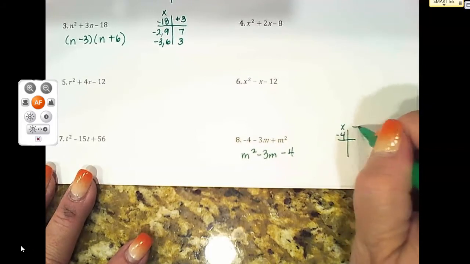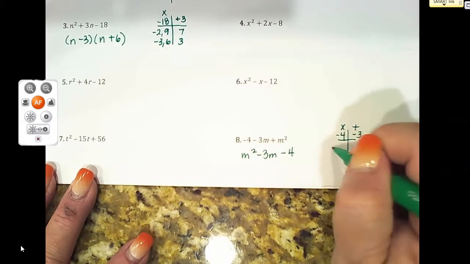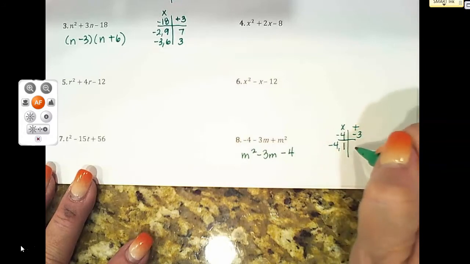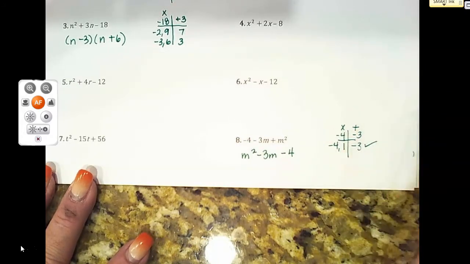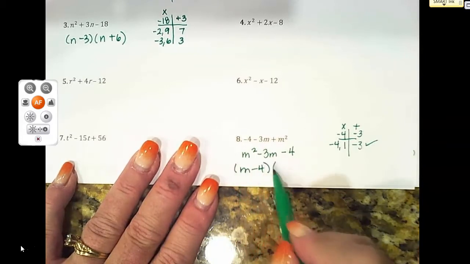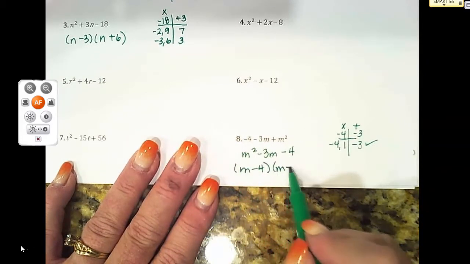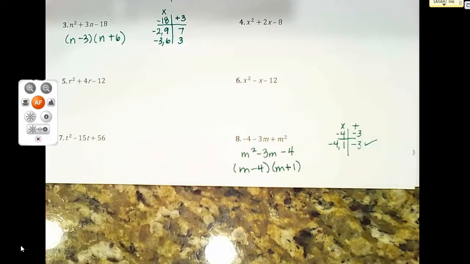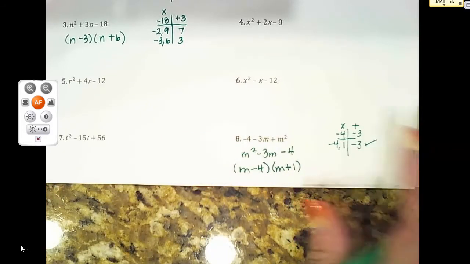that add to equal -3. So that'll be -4 times 1, and that adds up to the right number, so I can rewrite my polynomial as a product of binomials, and those are equivalent.